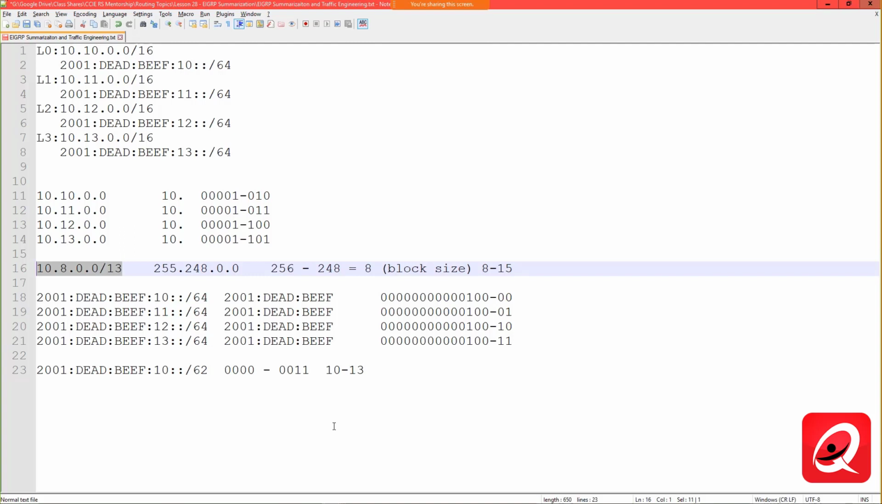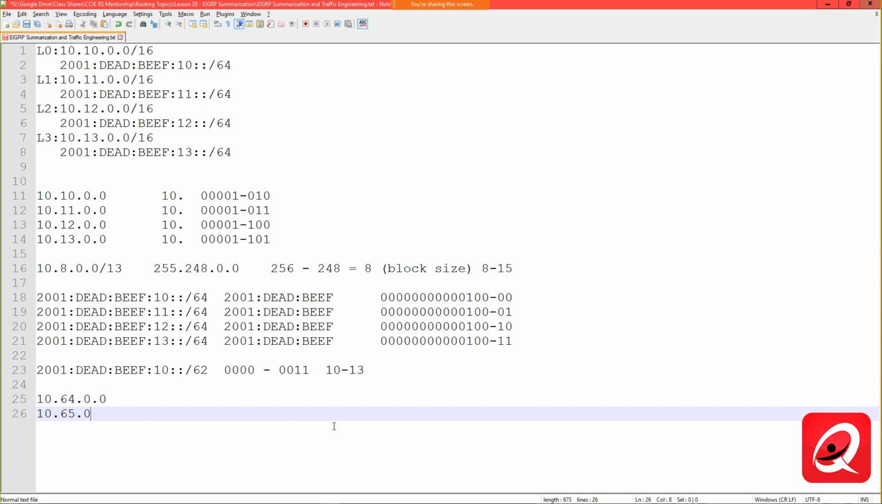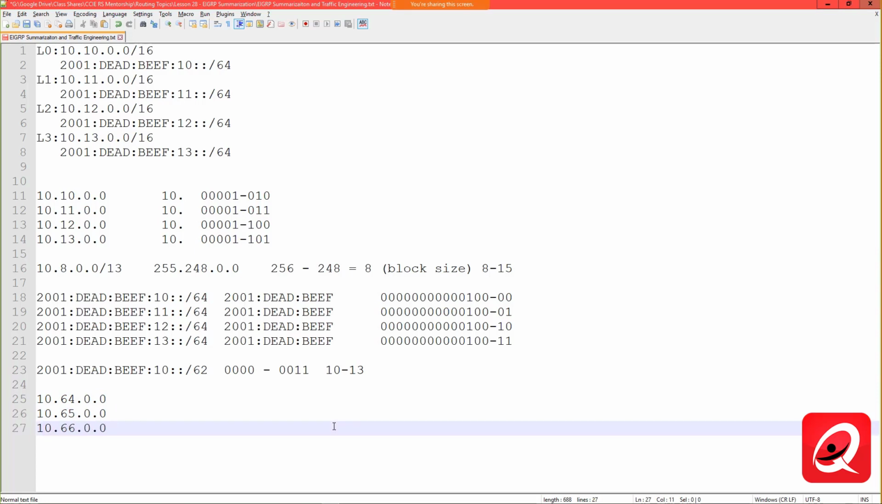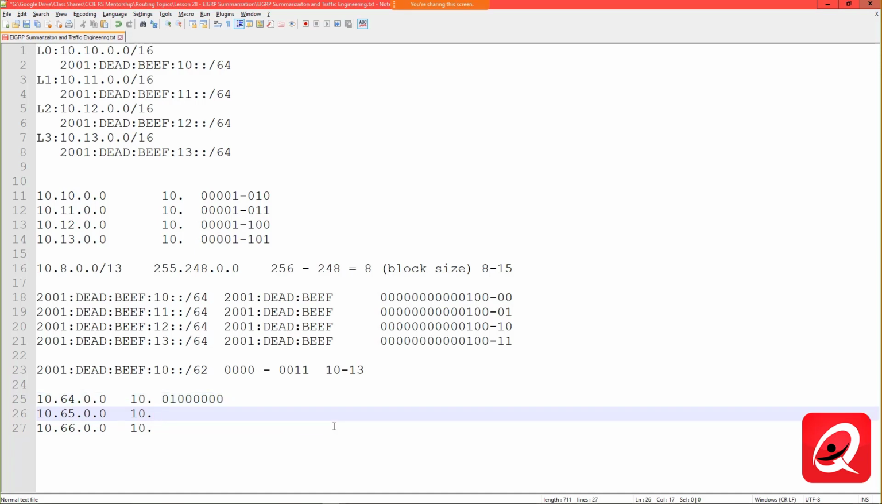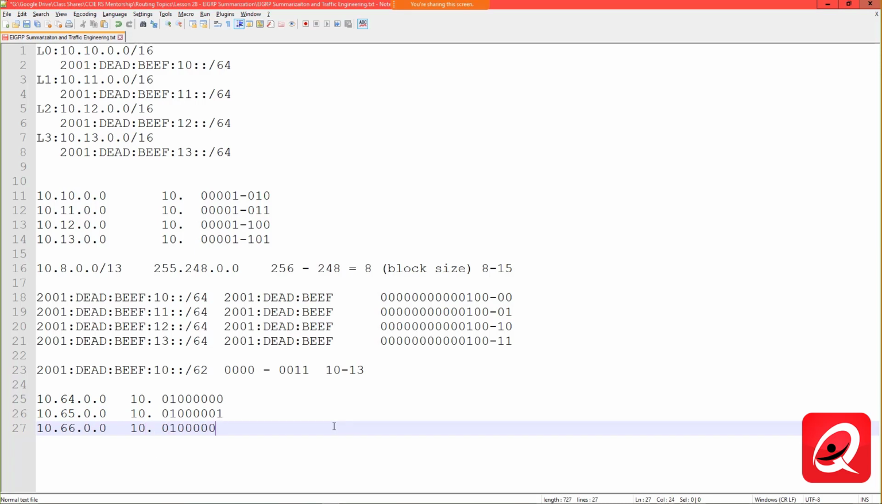So going back to my notepad, 10.64.0.0, 10.65.0.0, and 10.66.0.0. Obviously, these are all going to start with 10. And then we have to figure out what our summarization boundary is. 0, 1, 0, 0, 0, 0, 0, 0 is 64. 0, 1, 0, 0, 0, 0, 0, 1 is 65. And then finally 66. Of course, you could do this in your head, but I obviously want to be able to demonstrate visually what the summarization is going to look like from an IPv4 and IPv6 perspective.